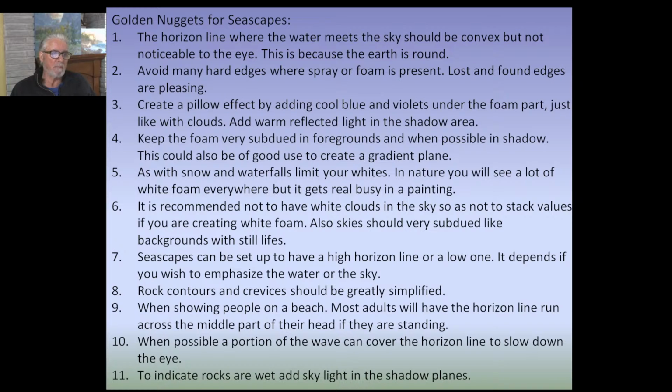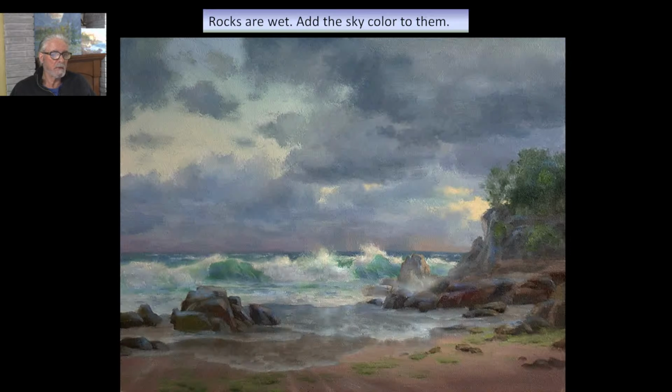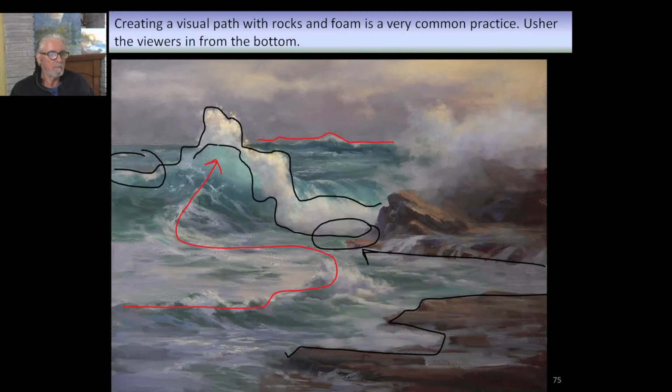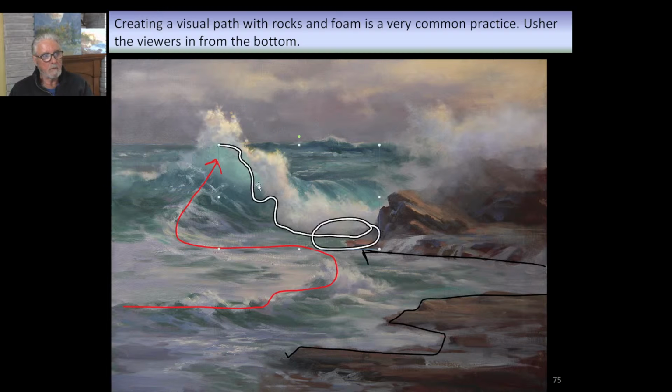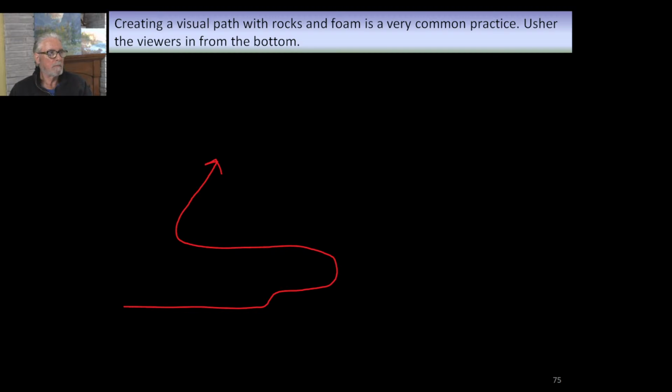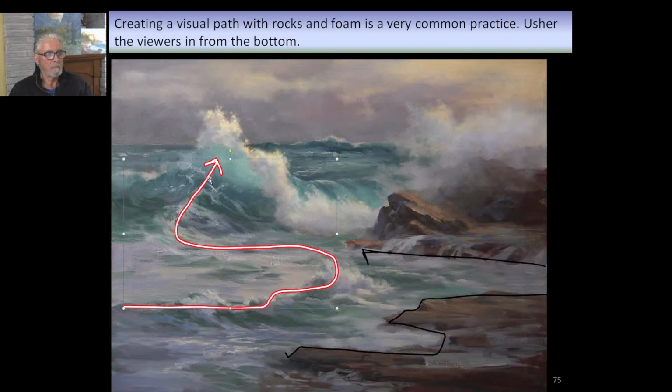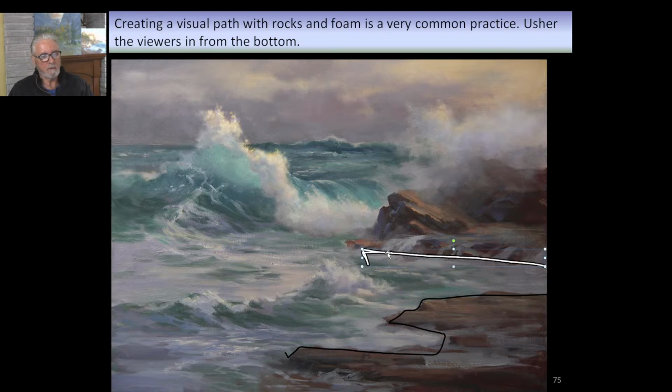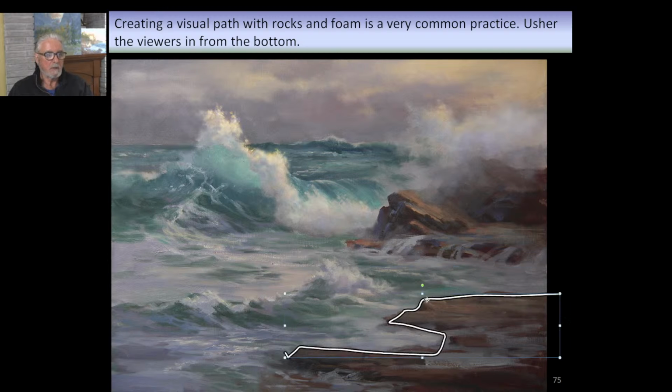Okay, create a pillow effect by adding cool blue and violets under the foam part, just like with clouds. Add warm reflected light in the shadow area. That's cool. In other words, you want your seascape to look three-dimensional. Actually, I should have taken that photograph off. You just see the lines.